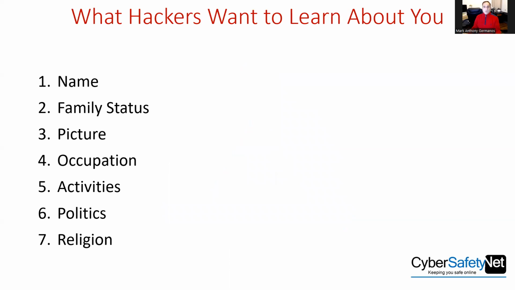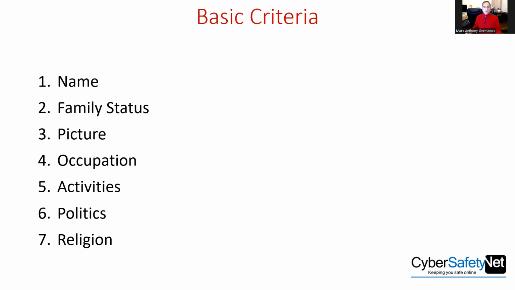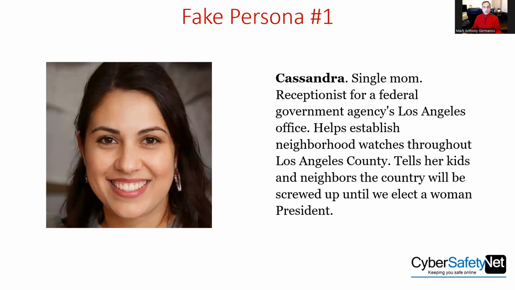When we create our honest personas, and of course, when hackers create their fake personas, there are a few questions they need to answer. They need a name. They need family status. They need an occupation, activities, politics, and religion. These are also the criteria that honest people like you and I use when we create our honest personas or profiles online. Let's look at the first persona from episode 117, which was Cassandra. And I'm going to read this for those who have audio only.